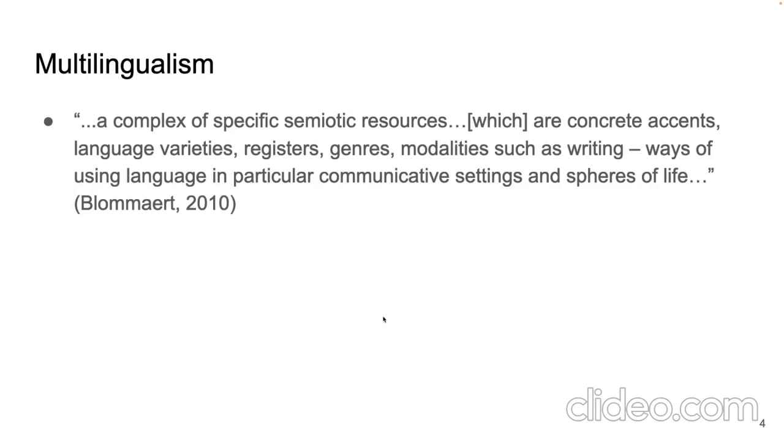So the way that multilingualism works, as we know, is that it's not just that two languages are interacting, but a complex of specific semiotic resources. So not just languages, like I said, but concrete accents, language varieties, registers, genres, modalities, such as writing. So the ways of using language in particular communicative settings and spheres of life.